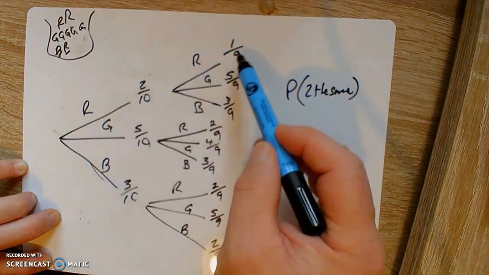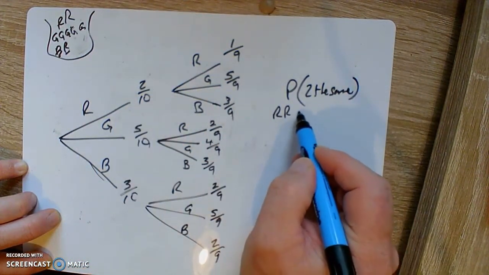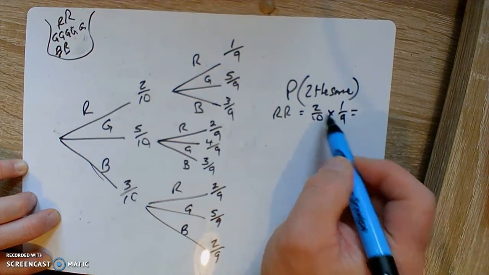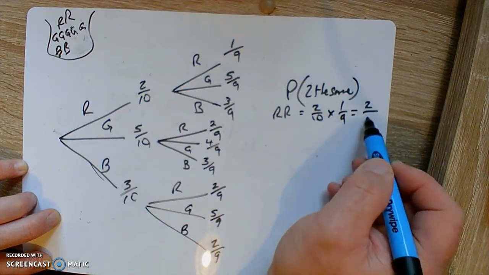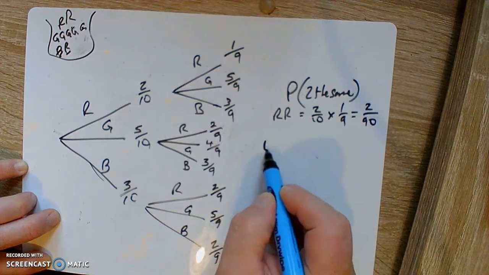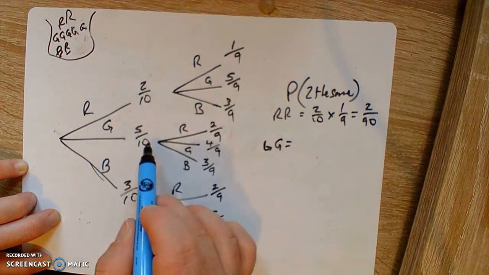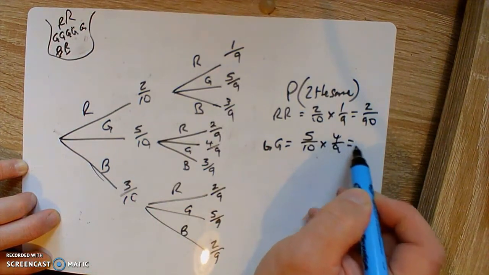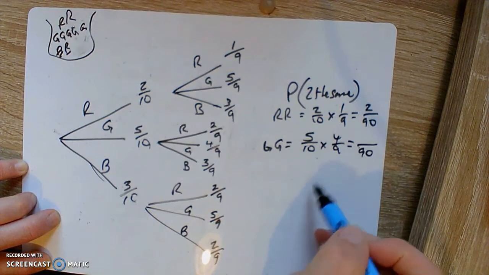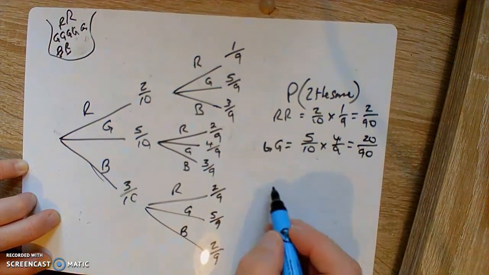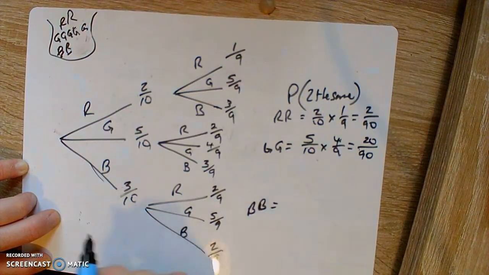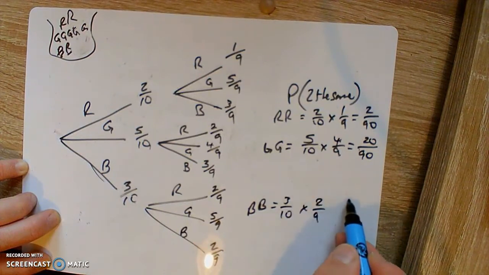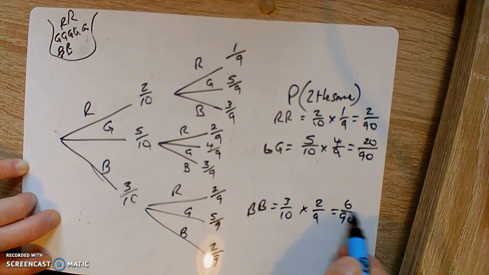If I wanted to know the probability of 2 the same, again I'm doing red and red. So red is going to be 2/10 times 1/9. 2 times 1 is 2. 10 times 9 is 90. Green, 5/10, 4/9. And you will notice the bottom number in each case is going to be 90. 5 times 4 is 20. And blue, 3/10 times 2/9. 3 times 2 is 6. 10 times 9 is 90.